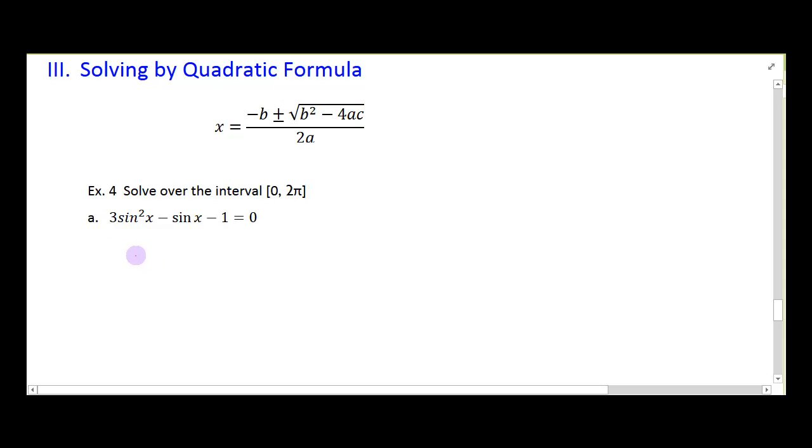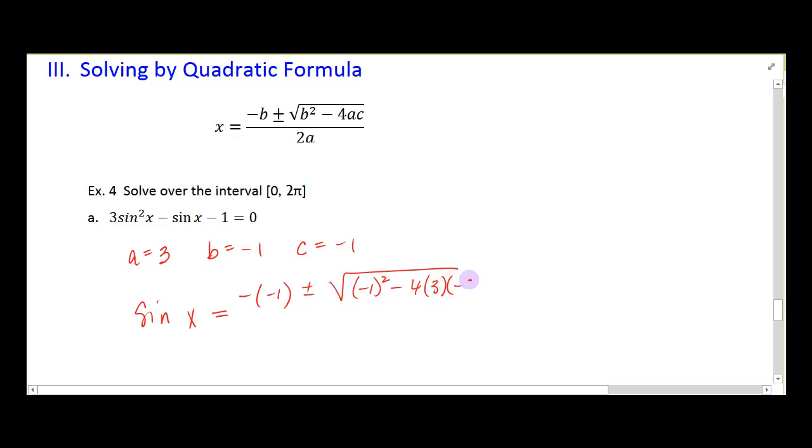So a, in this case, is going to be 3. B is equal to -1, and C is also equal to -1. Now let's use the quadratic formula. It says that if I take the sine of x, that's equal to negative of b, which is a -1, plus or minus the square root of b squared minus 4 times a times c, divided by 2a.